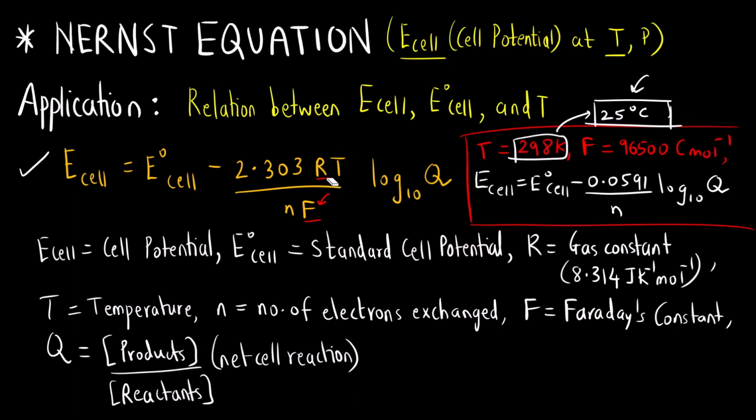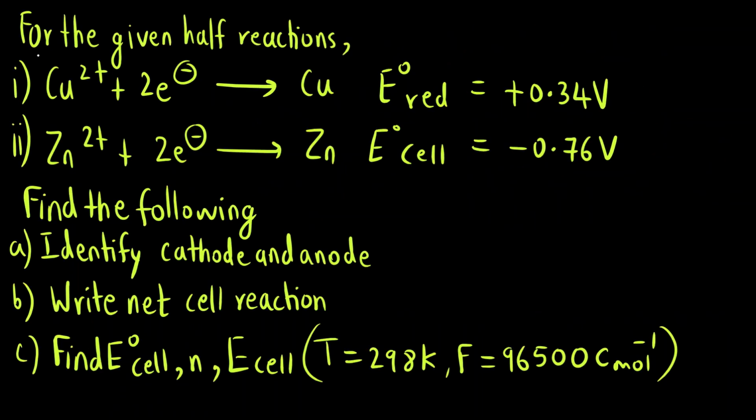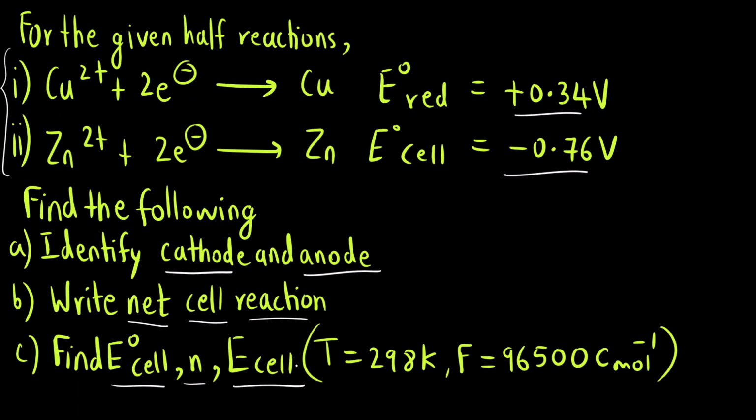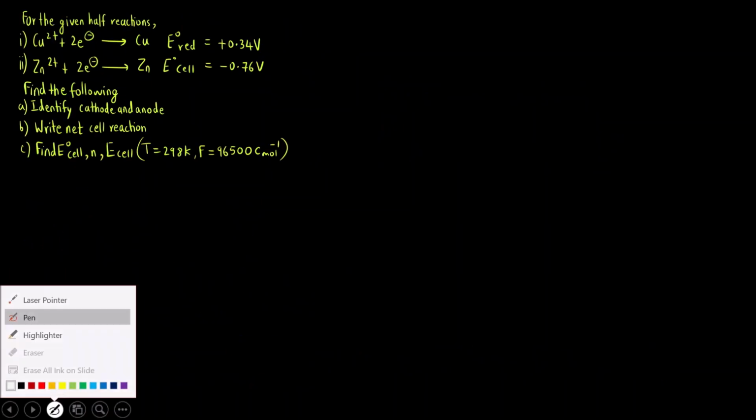Now let us understand this Nernst equation by using an example, a question. This is the question that is given. Two half reactions are given, and their standard electrode potentials are given. What we have to do is first identify which is the cathode and which is the anode, and write down the half cell reactions. Then we have to write down the net cell reaction. Then we have to find the E0 cell, the value of N, and the value of E cell. So let us start now.